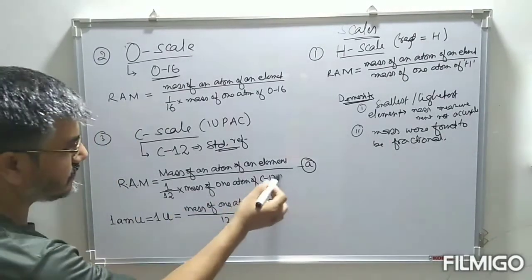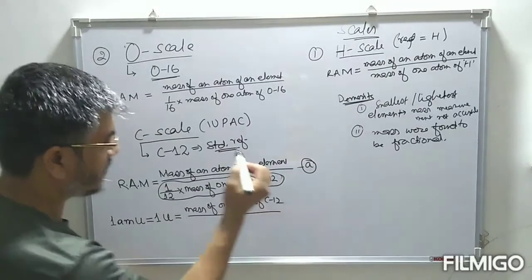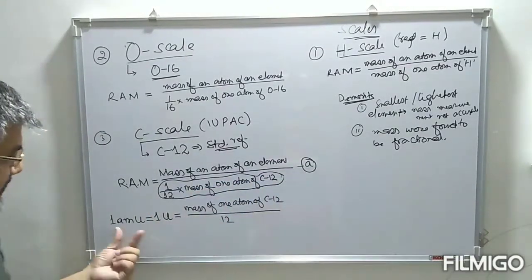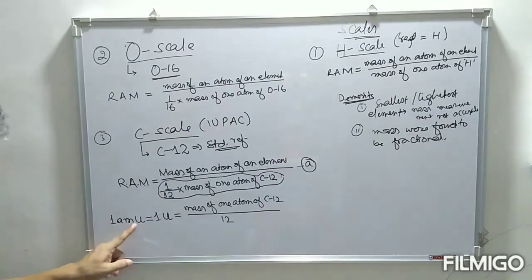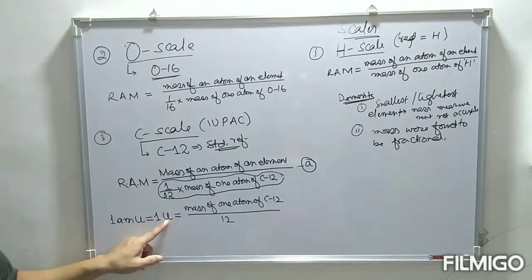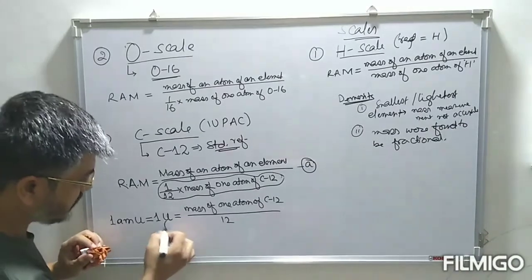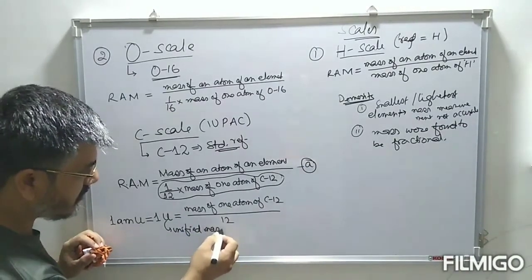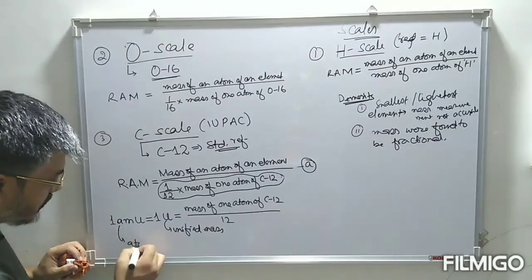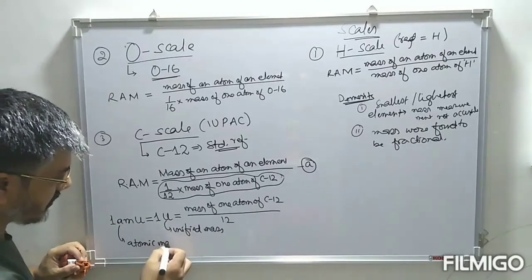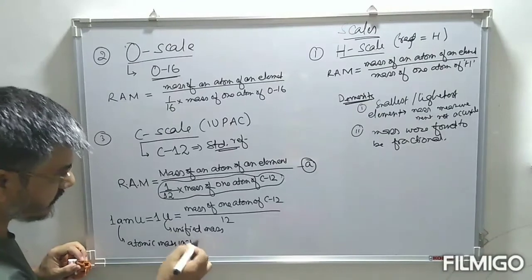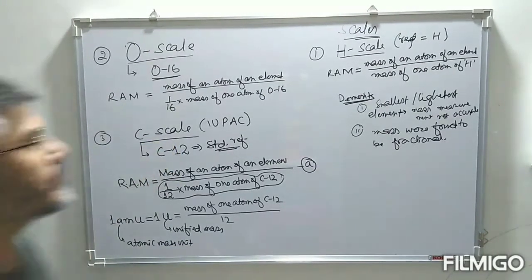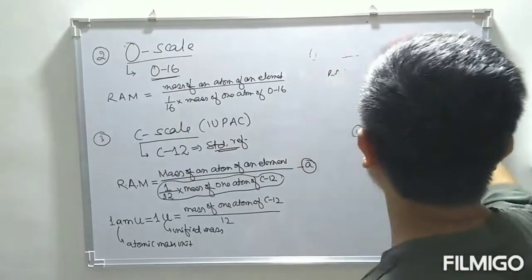So this term, 1/12 times the mass of one atom of carbon 12, this ratio is defined as one atomic mass unit, or simply one unified mass. This is unified mass, this is atomic mass unit. So we replace this term by u or simply U.